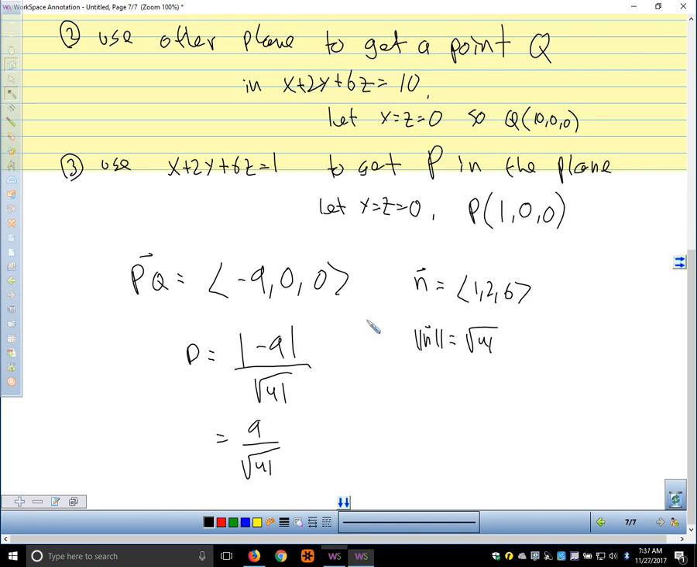Approximately 9 over, well, square root of 41 is what, between 6 and 7? So yeah, 9 would be pretty far off.